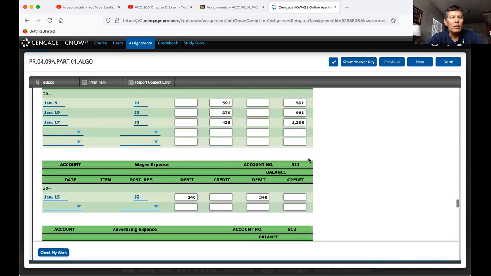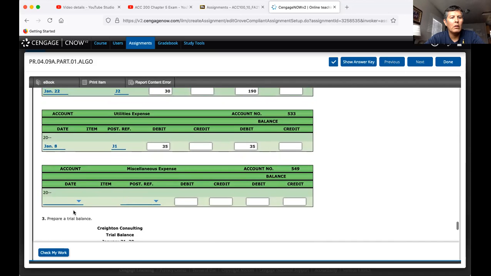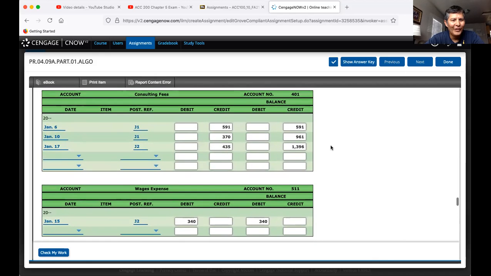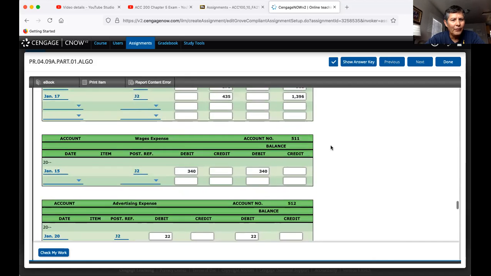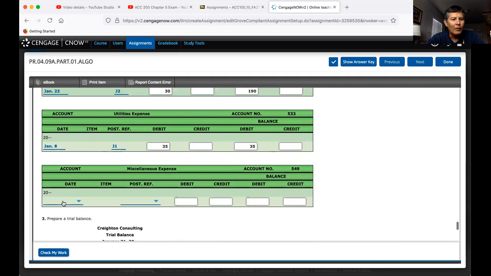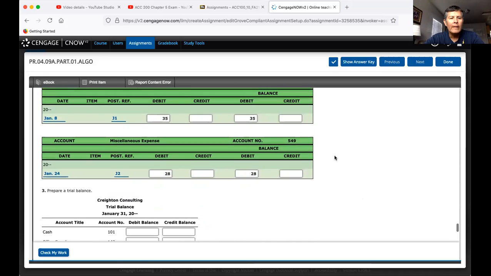And we got to go to our miscellaneous expense account. Forgot the date. Gotta go back here and check. 24. Duh. J2 is the last J2. What was it? $28. Okay, balance is going to be 28. Okay, just like that.